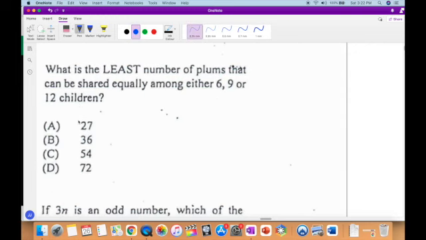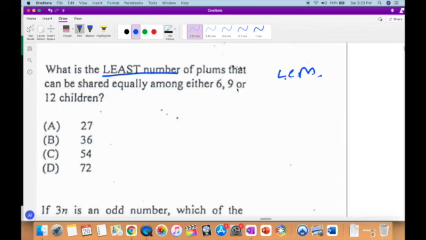And please feel free to stop me if you don't understand something, right? What is the least number of plums that can be shared equally among either 6, 9, or 12 children, right? So 6, 9, or 12 children, the least number of plums. So we're talking about the LCM, or the lowest common multiple. So we have 6, 9, or 12. So what is the multiple? Which one of these numbers here is our lowest multiple of 6?